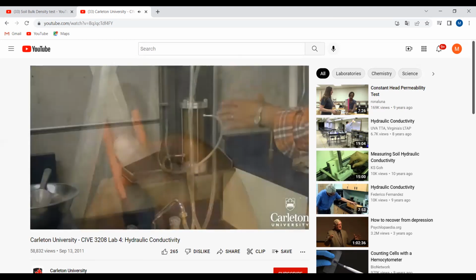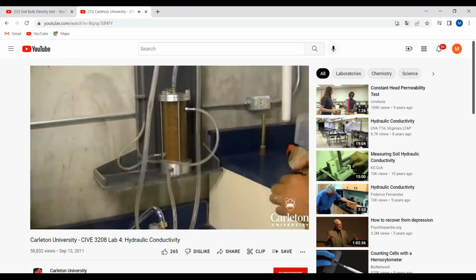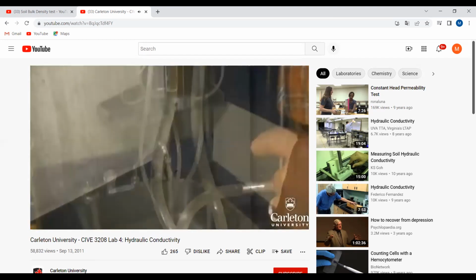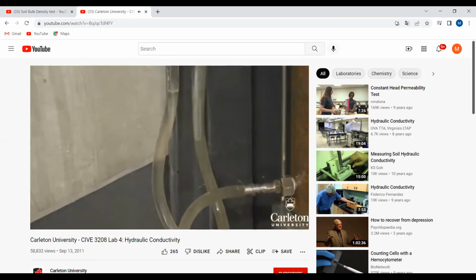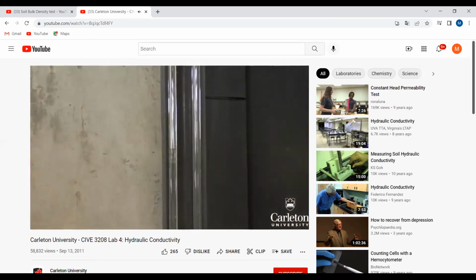Before we start measuring flow rate, we need to let water run through the sample. This is to remove any trapped air. Let the water run through the system for a few minutes. Here we can see the pore water pressure being recorded on the 2 manometers. Now we can start measuring water flow rate.